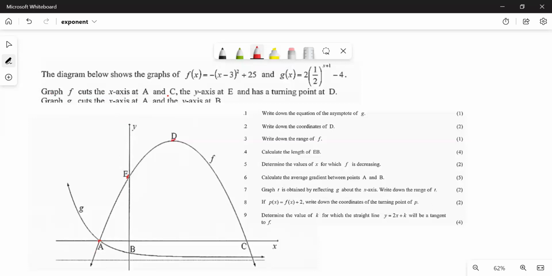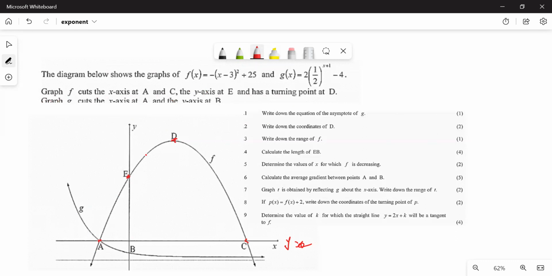A and C. So the graph of f cuts the x-axis at A and C. So these are the x-intercepts. Y should be 0. You can come and put it there. And then they say it cuts the y-axis at E, and then it has a turning point at D. We're not guessing all these things. I think they're given.